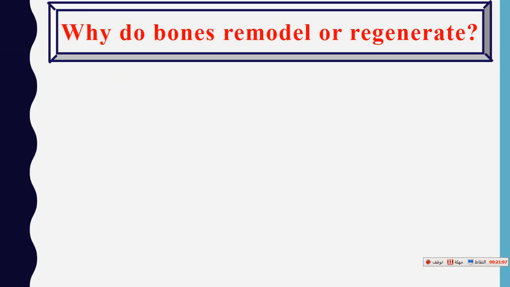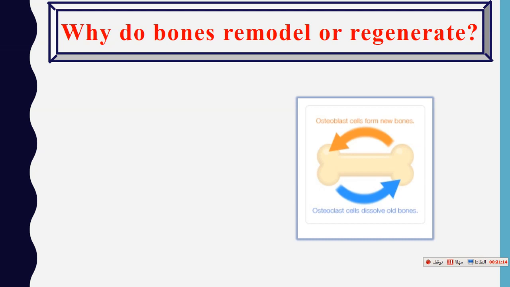So the question here is, why does bone remodel or regenerate throughout life? As seen in this picture, there is a continuous cycle throughout life, every 3 to 5 years, of new bone formation by the osteoblast and old bone removal by the osteoclast. So there is a continuous cycle of this. Why does this occur throughout life, even as we get older, even when we reach full height?